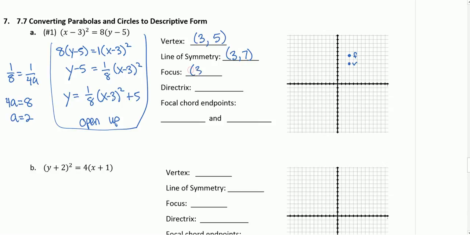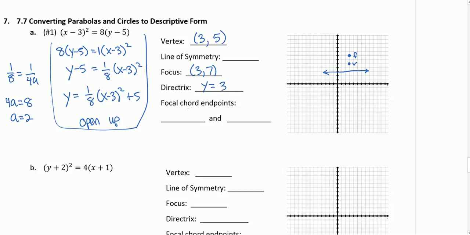Sorry, that's the focus, not the line of symmetry. Let me correct that. The directrix is on the opposite side of the vertex. In this case, it's a horizontal line. Again, 2 units from the vertex, the same distance as the vertex to the focus. And so this is going to be the equation y is equal to 3.